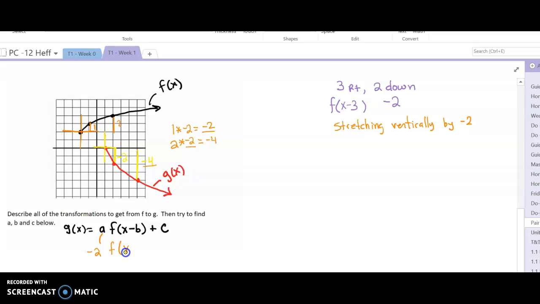F of, we said x minus 3 moved us to the right 3, minus 2. So that means c is negative 2. It means b is a positive 3 because it was written that we want x minus. And then a is negative 2. A equals negative 2. B equals 3. C equals negative 2.